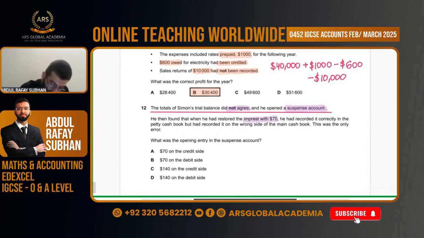He had recorded correctly in the petty cash book, but had recorded on the wrong side of the main cash book when he was restoring the petty cash book with $70. This was the only error. What was the opening entry in the suspense account? So it's just that I have to correct the error and get the opening difference. That was the only error.